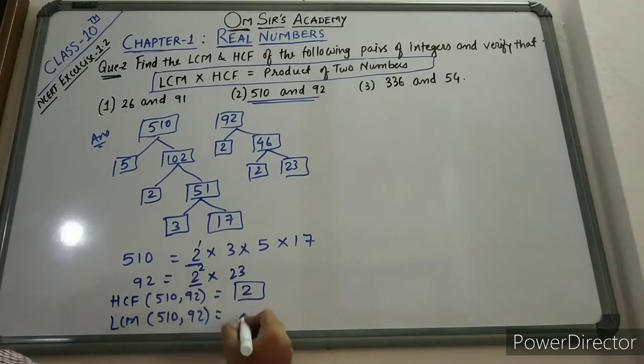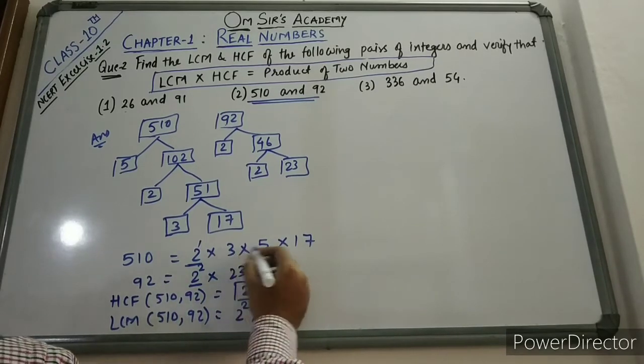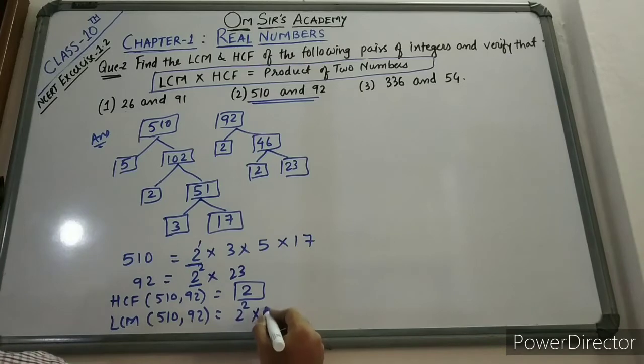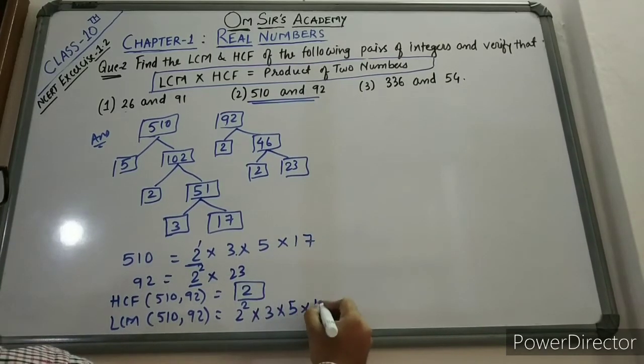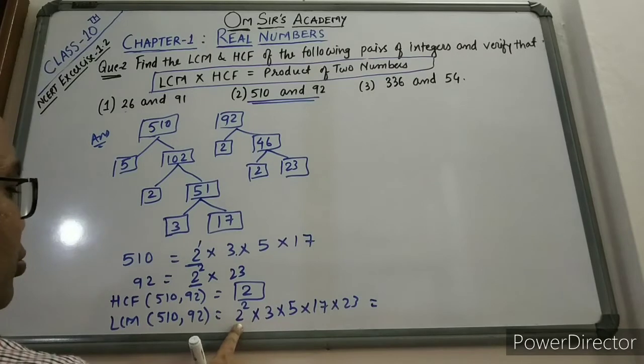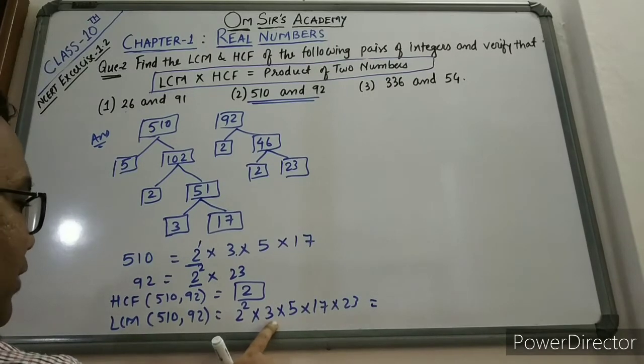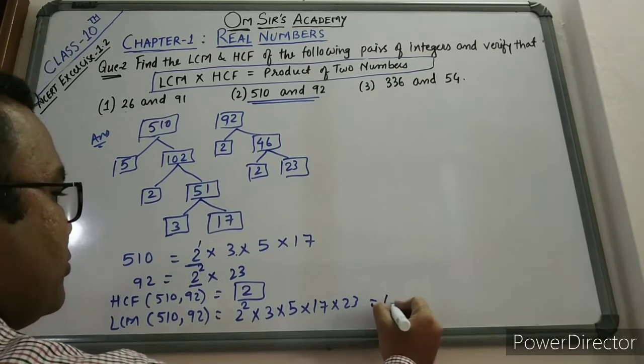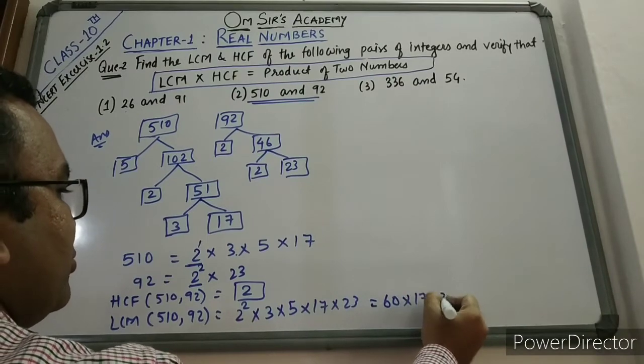So 2 raised to 2 into all the remaining uncommon factors. So 2 raised to 2 into 3 into 5 into 17 into 23. It will be a big multiplication friends. So 2 squared is 4. 4 3s are 12. 12 5s are 60. So 60 into 17 into 23.